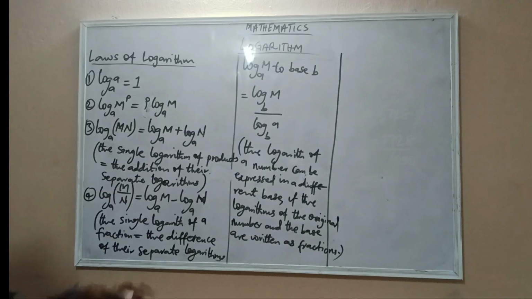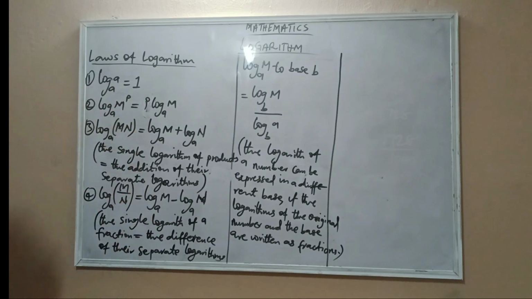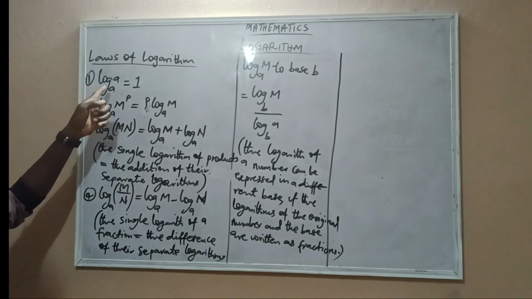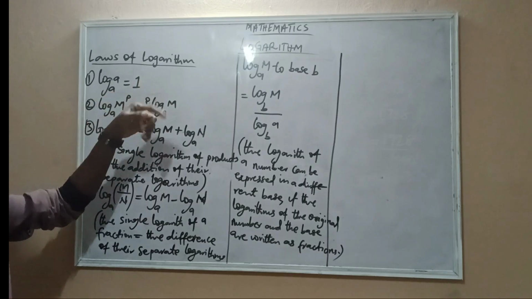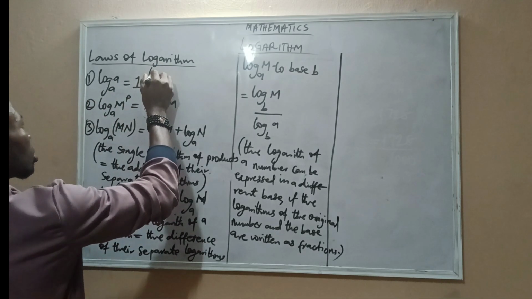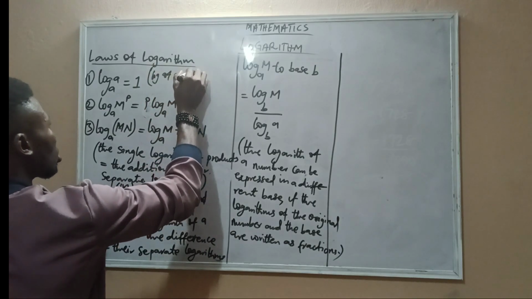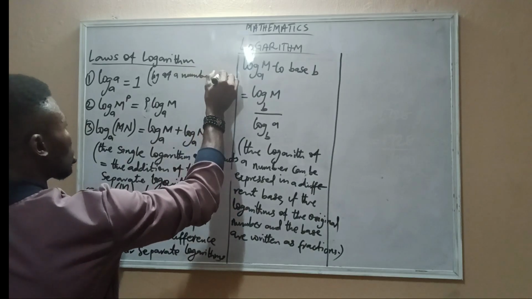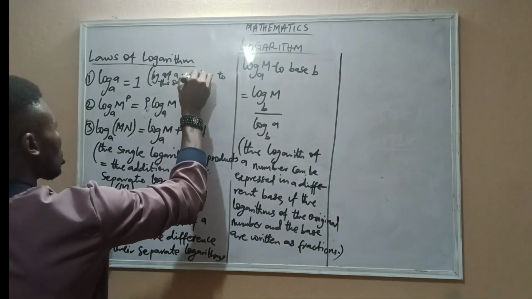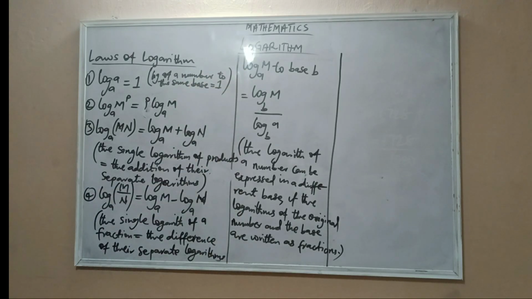Now, let's look at it. The laws of logarithm. First says log to the base a of a equals 1. Of course, we know the log of a number to the same base, I didn't write it here, is log of a number to the same base equals 1. That's the first one.